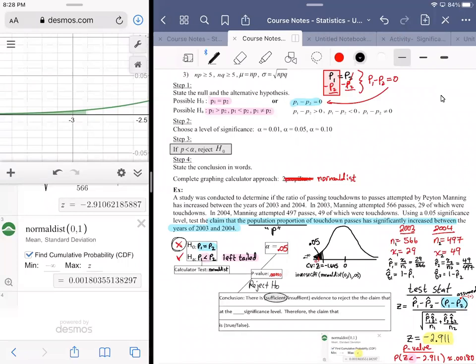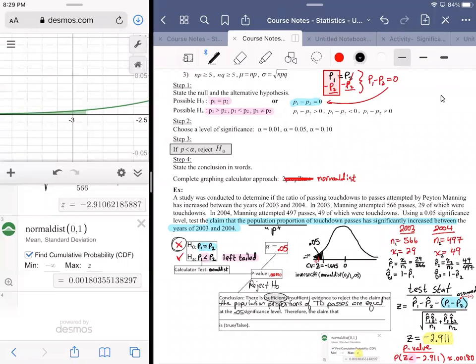Now that null hypothesis is related to population proportion of touchdown passes, right? So, and whether or not they're equal. So there's sufficient evidence to reject the claim that the population proportions of touchdown passes, TD passes, are equal at the 0.05 significance level.